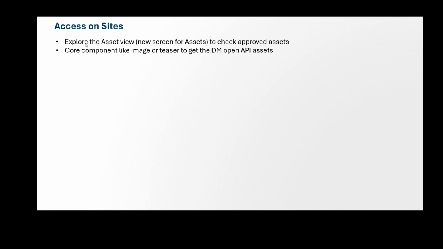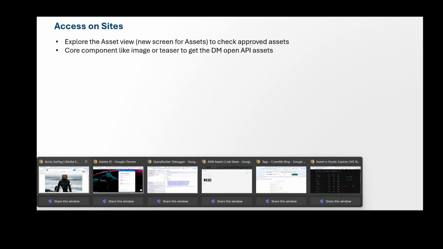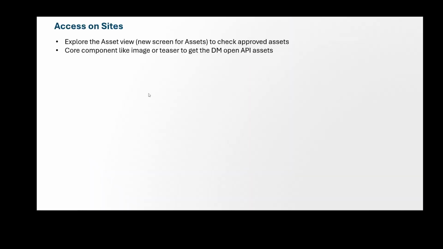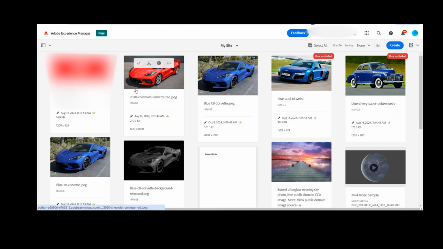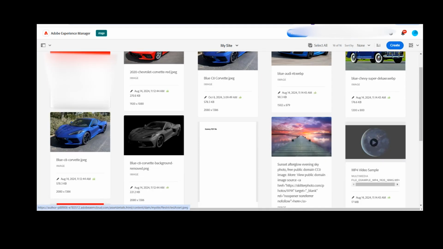So first of all, let's talk about the asset view. As you can see on my screen, this is how you can see your AEM assets in journal. This is my folder where I have placed some of the images, and this is the first screen where you can see all the assets available.